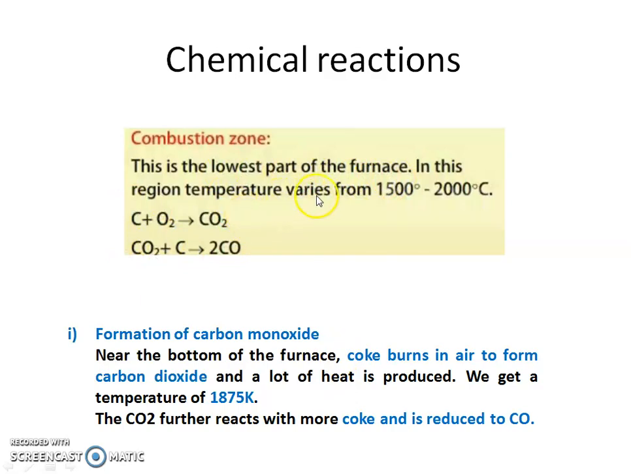In this region, temperature varies from 1500 degrees Celsius to 2000 degrees Celsius. Here, carbon from coke and oxygen from hot air will react to form carbon dioxide. Then this produced carbon dioxide will react with another coke to form 2 molecules of carbon monoxide. This formation of carbon monoxide in the furnace releases heat, the temperature reaching 1875 degrees Celsius.